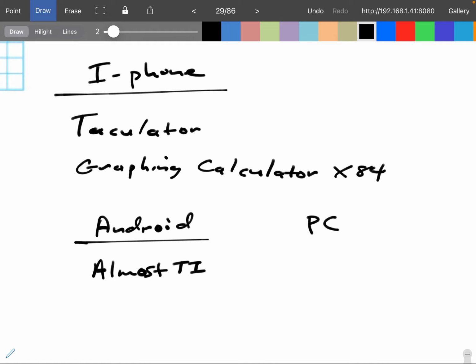And then if you're going to use your PC, whether it's Windows or Mac, I think this comes in both versions. It's called Desmos. So you can use that with your desktop or your laptop, or your tablet. All right, well, at this point, let's go on with what we're doing in section 8-4.